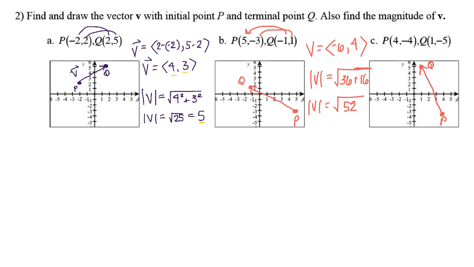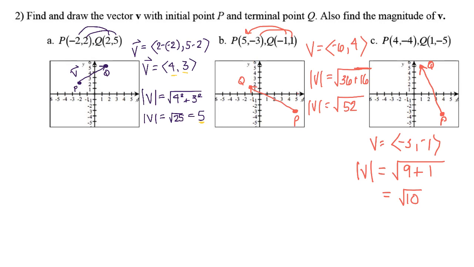And so let's talk about, well, what would be the coordinates of our vector v? Well, 1 minus 4. So 1 minus 4, that's going to give us -3. And then 5 minus -4, that's going to be 9. And then we need the magnitude of vector v. So that's going to be the square root of 3 squared plus 9 squared.